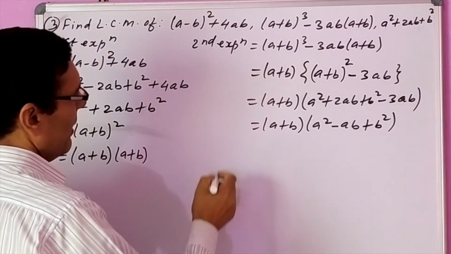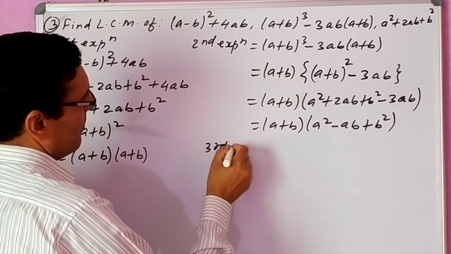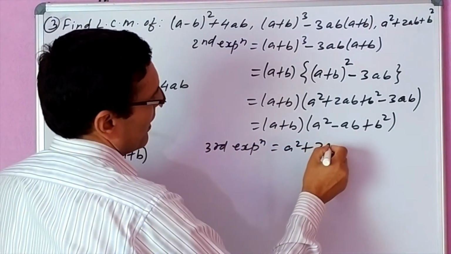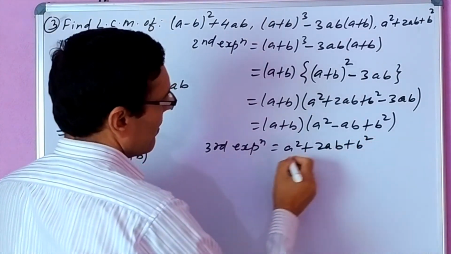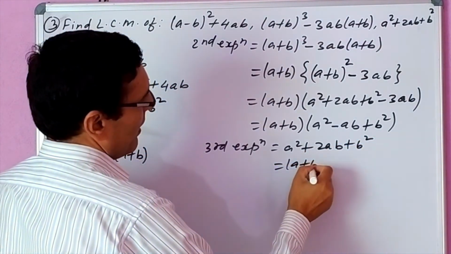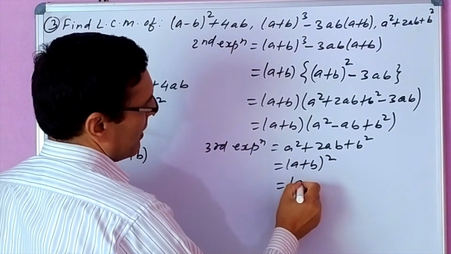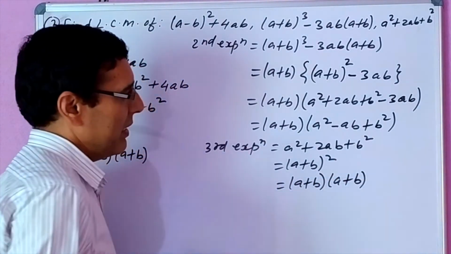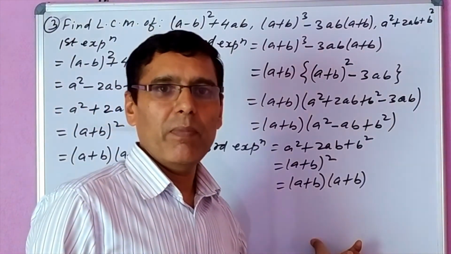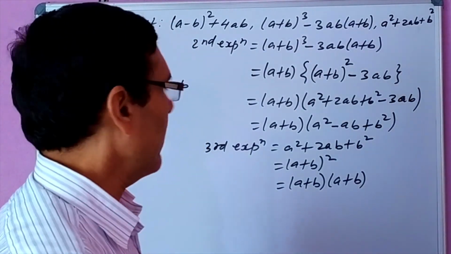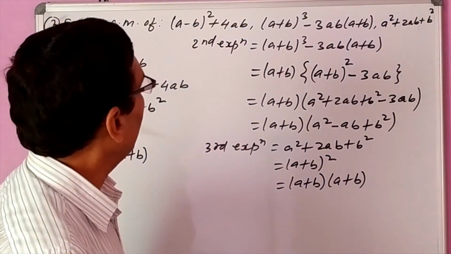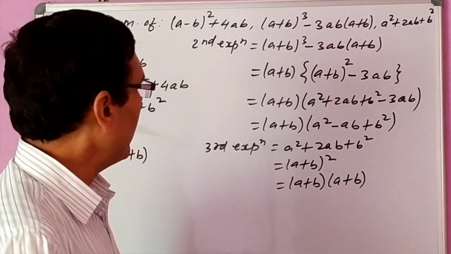Now the third expression is A square plus 2AB plus B square. It is A plus B whole square. That is A plus B times A plus B. We have to write here A plus B times A plus B because we need the factors. Now in this way, the factorization of all three expressions is completed.